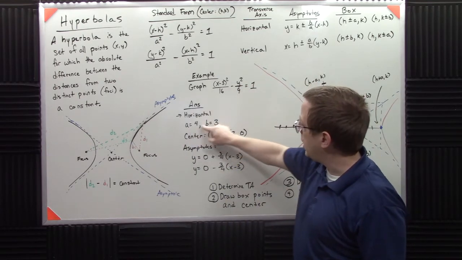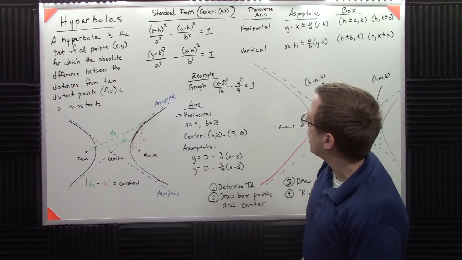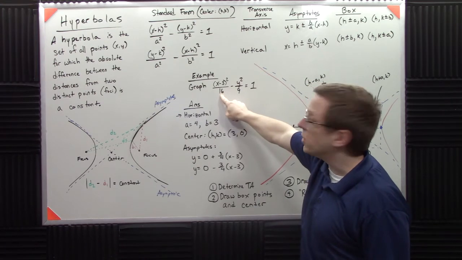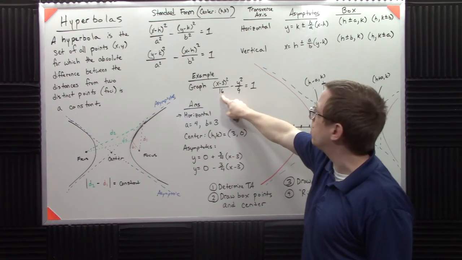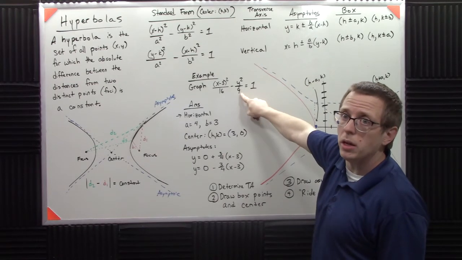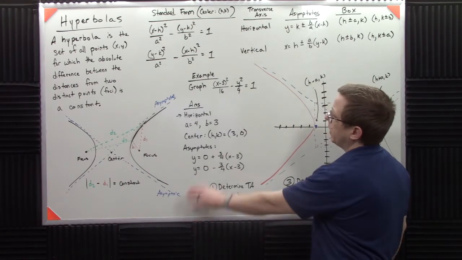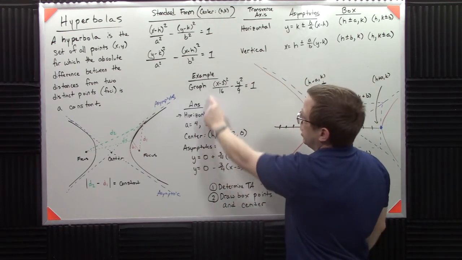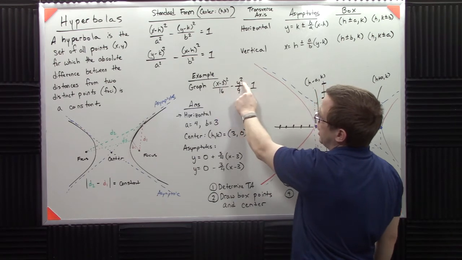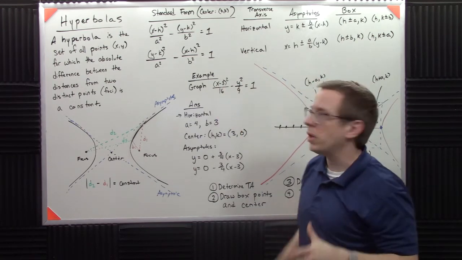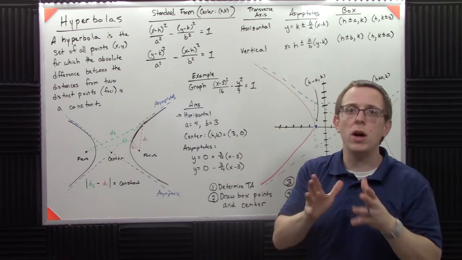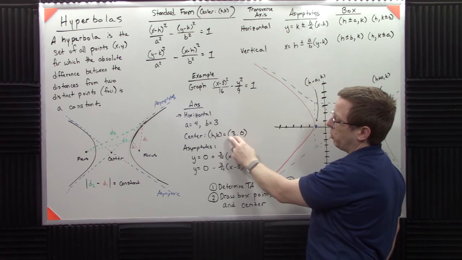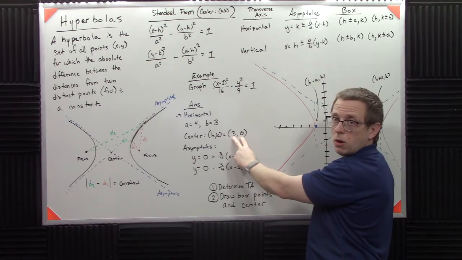Then I need to figure out what A and B are. I know it's this form, so this is A squared. That tells me A is 4, not 16, it's 4 because we're dealing with A squared. And this tells me B is 3, not 9, B is 3. So my center, which is H, K, is 3 and 0. Normally we've dealt with Y plus something, but if it's just Y squared, the center is 0. If that was X squared, that center would be 0. So it's 3, 0. There's your center.